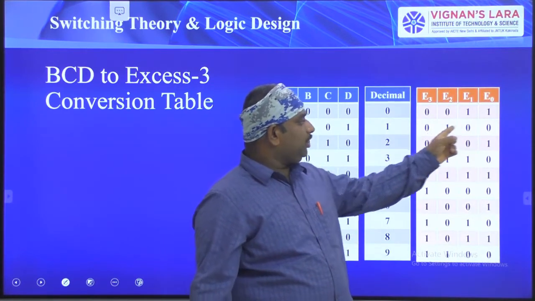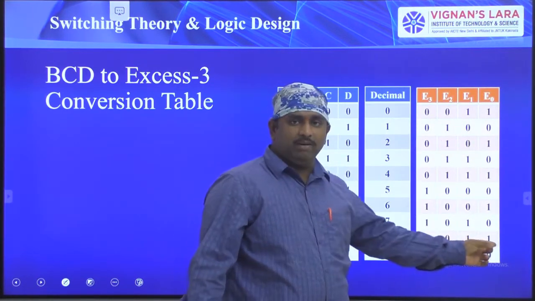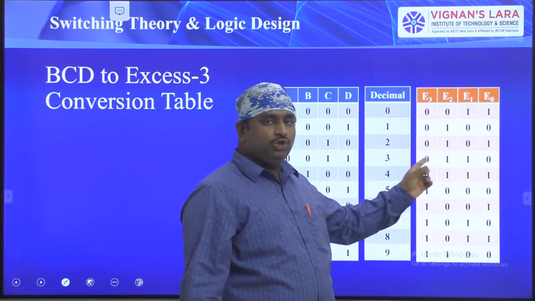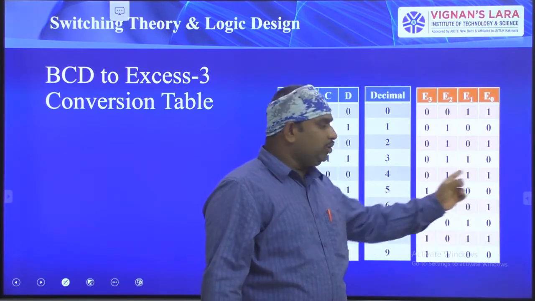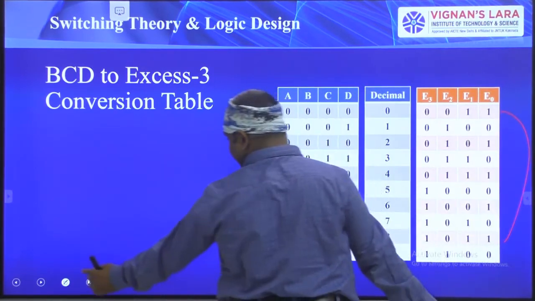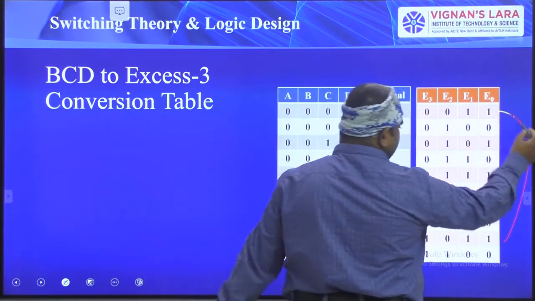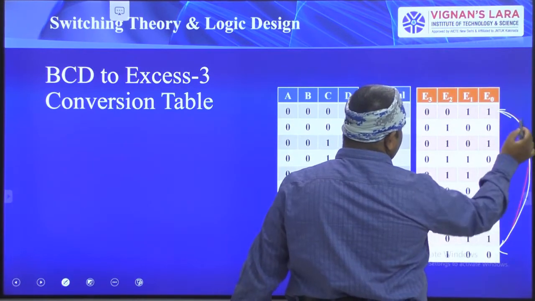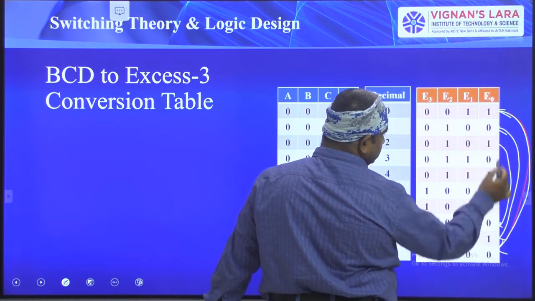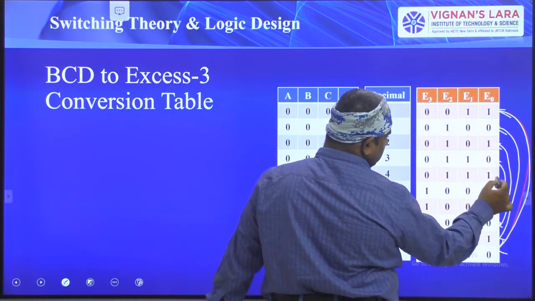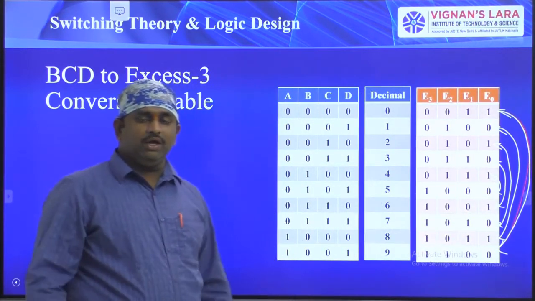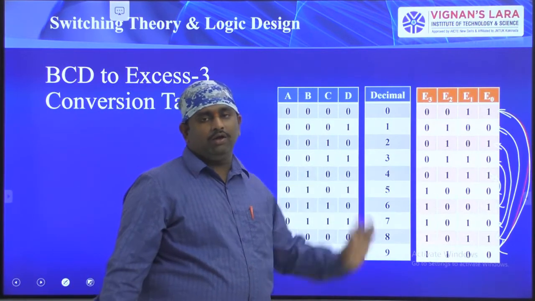Next, here 0100 and here 1011, that is exactly the reverse value. 0101, here it is 1010. 0110, 1001. 0111, 1000. So each is exactly the reverse of its counterpart. Like that we have the reverse values. This type of code is called a mirror code.